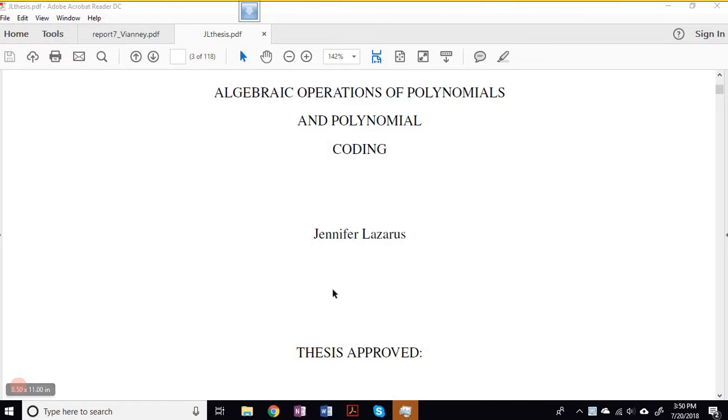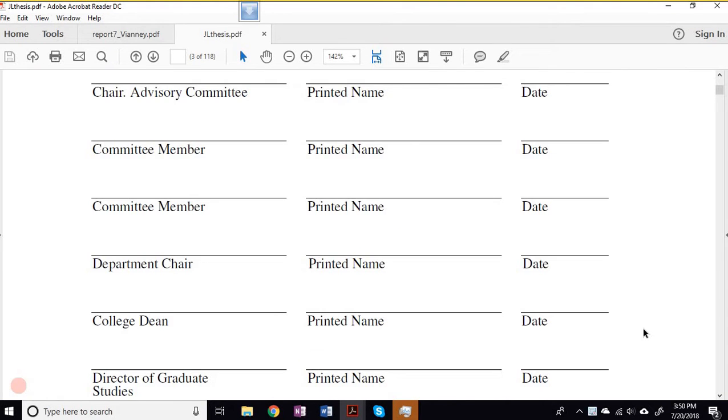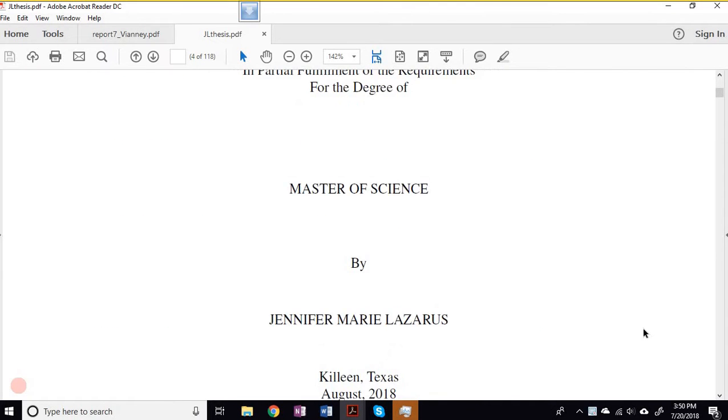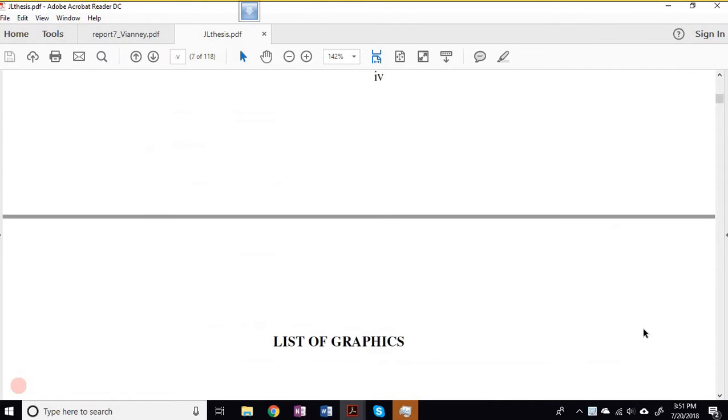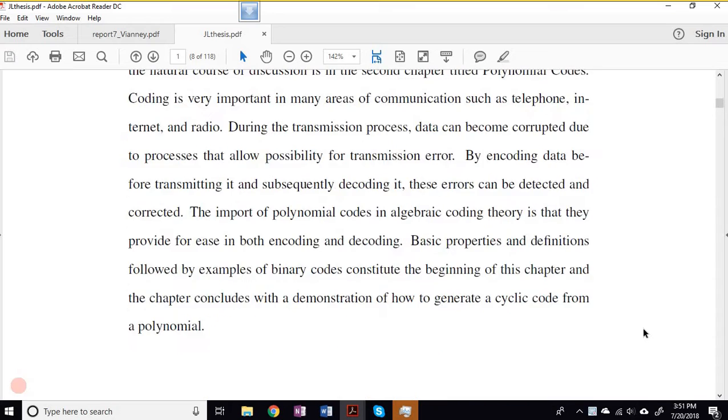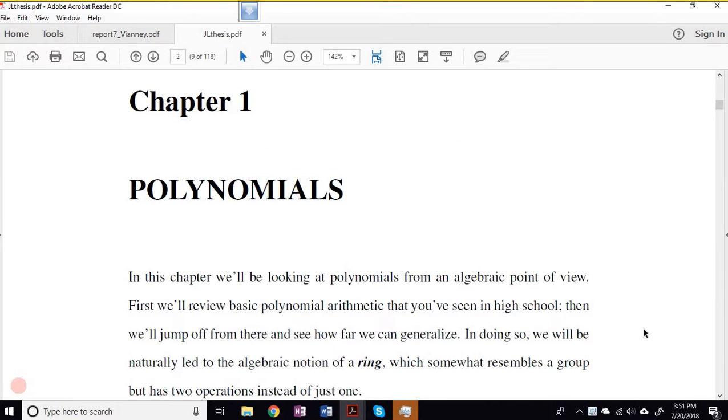Okay, so my thesis is over the topic of algebraic operations of polynomials and polynomial coding. And so we'll go into, first, we start off with an in-depth discussion of algebraic operations of polynomials. So we start off at the very beginning with an example that shows the relevance of polynomials in finding solutions to real-world problems. Tell me where I should go.